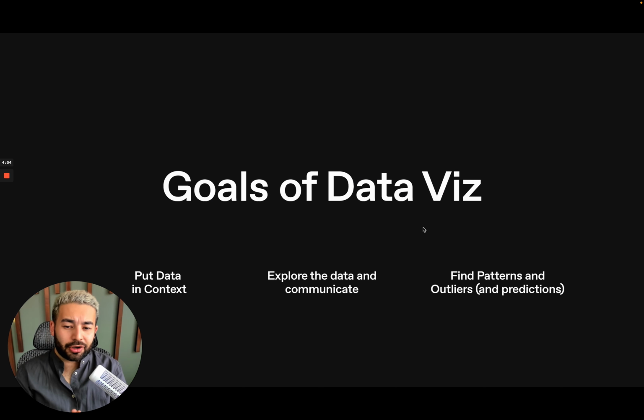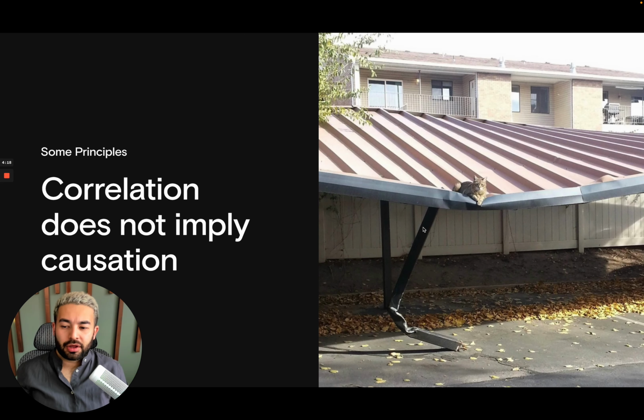The usual goals of data visualization are, first, put any data in context. Second, explore this data and communicate anything, and of course finding patterns, outliers, and even in some cases predictions. Something that I like to mention also is this important principle, and it's about correlation and causation.